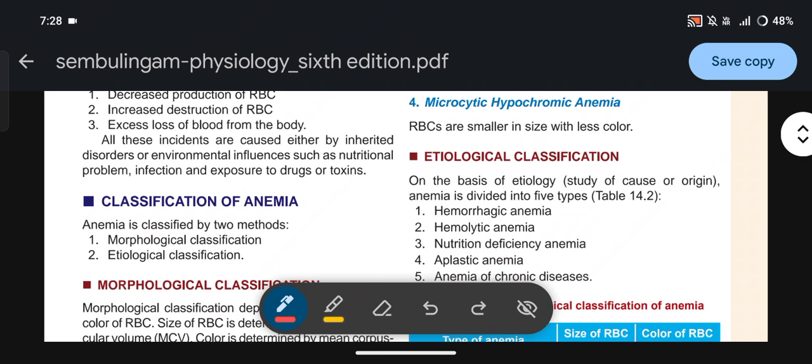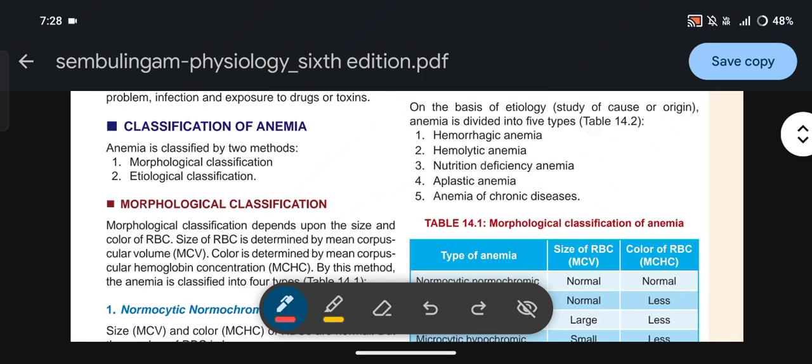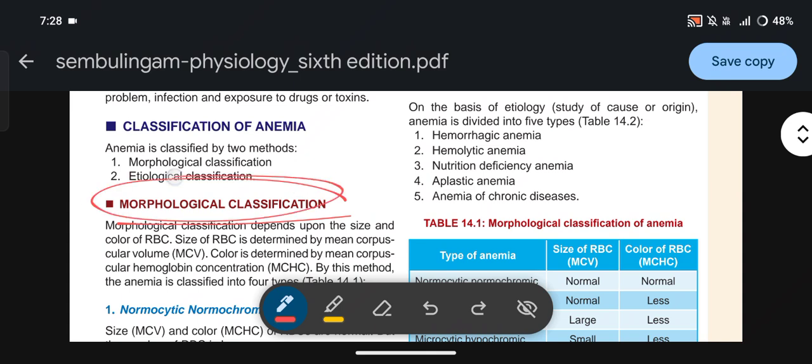Now classification of anemia. There are two classification methods for anemia. One is morphological classification, one is etiological classification. So let us start with the morphological classification. First of all, the morphological classification depends upon the size and color of RBC. So the major contribution is from the size and the color of the RBC.